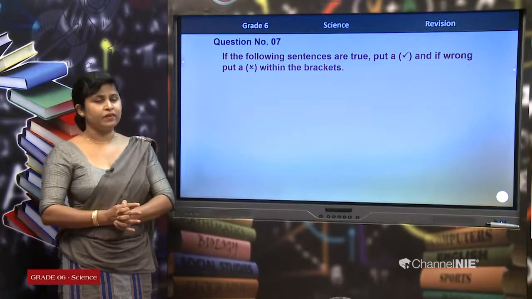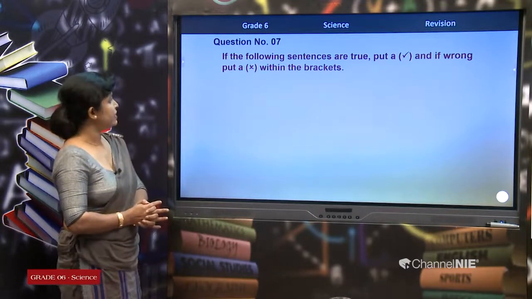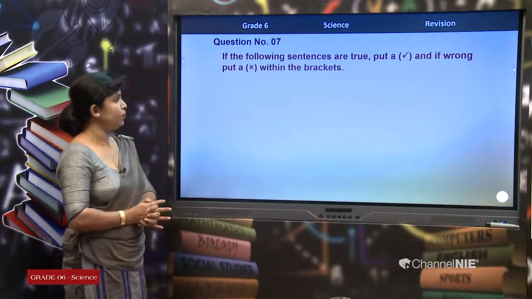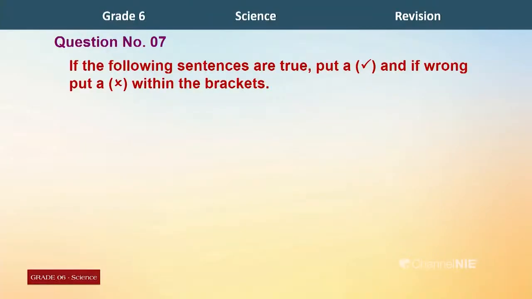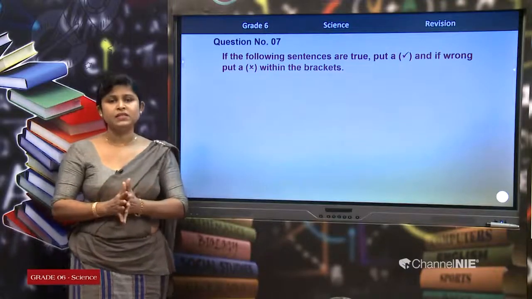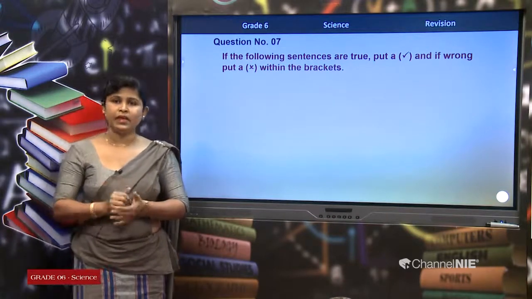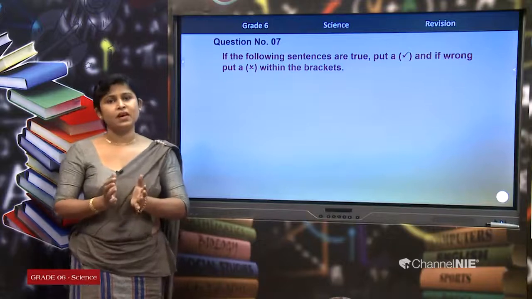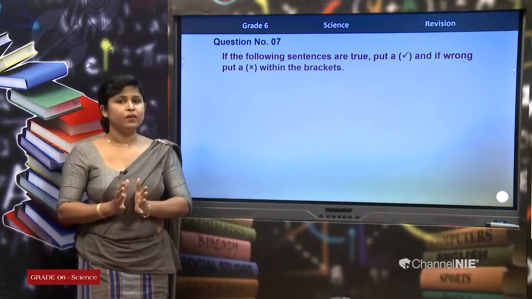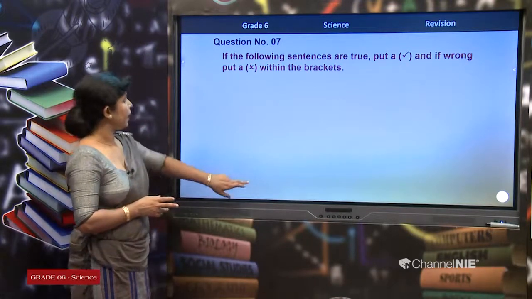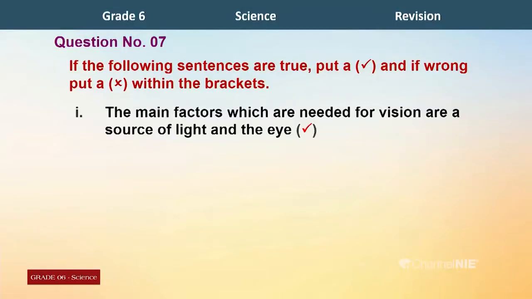Question number 7. If the following sentences are true, put a tick, and if wrong, put a cross within the brackets. So, you have to think about the statements. You have to check whether the statements are true, then put a tick. If the statements are wrong, you have to put the cross marks. Look at the first question.